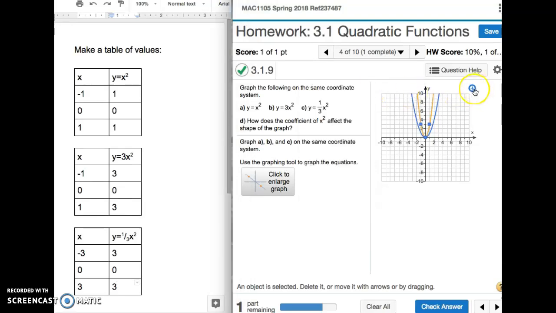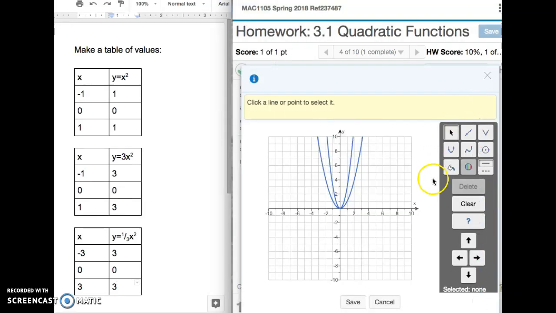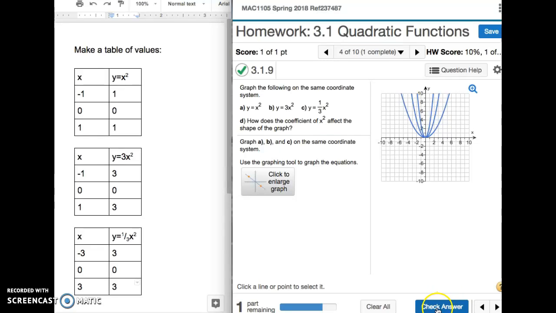Now what I'll do is zoom in so you can see this. I'm going to select the parabola, the quadratic. The first point, I'm going to choose (-3, 3). Then my next point is (0, 0). And then my next point is positive 3 for the x and positive 3 for the y. And I can save that and check my answer.